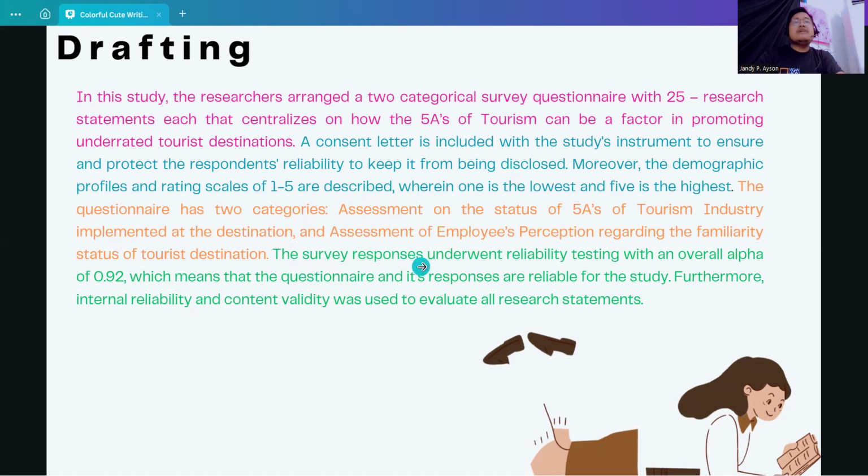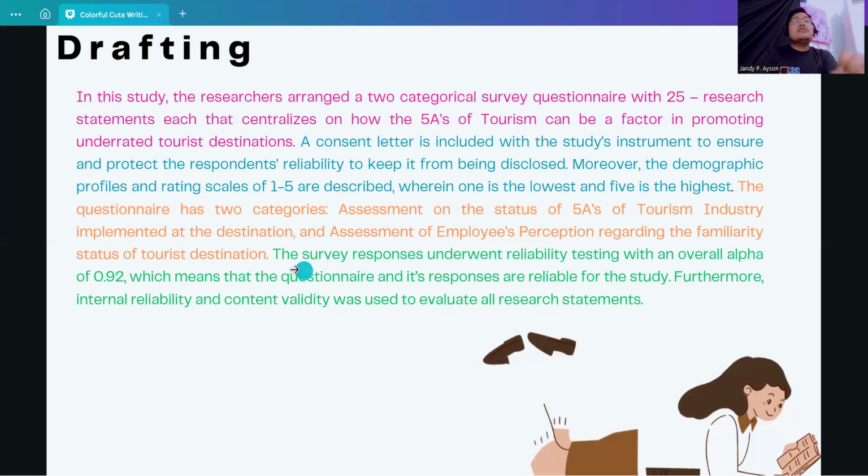And then the survey responses underwent reliability testing where an overall alpha of 0.92, which means that the questionnaire and its responses are reliable for the study. Furthermore, internal reliability and content validity was used to evaluate all research statements.